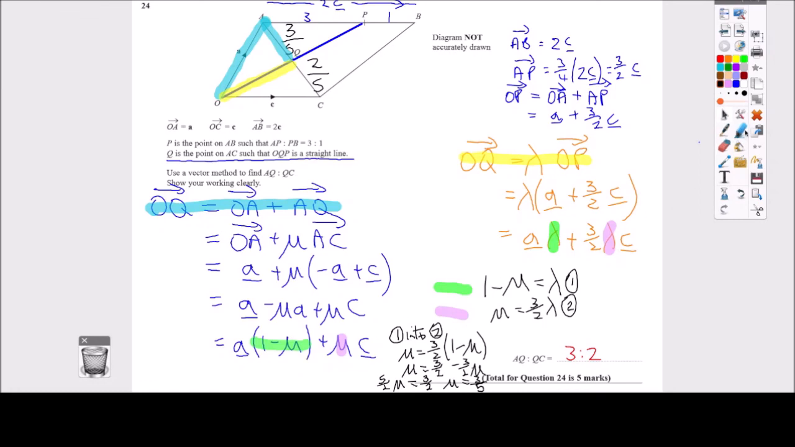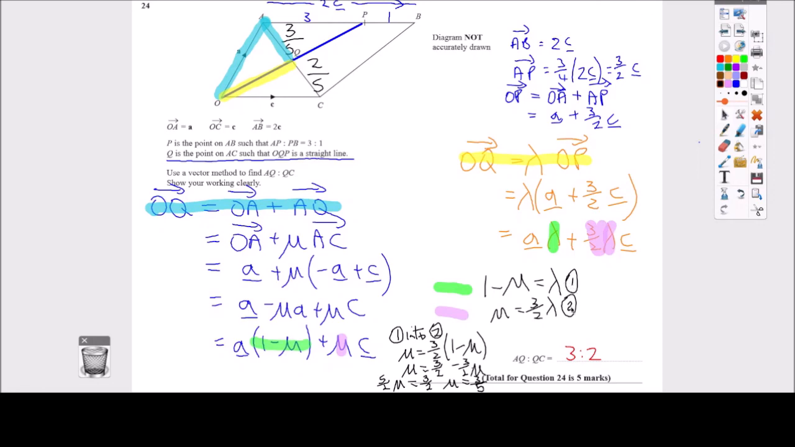Okay, so actually I've just needed a bit more fluorescent pen on, and that's also got to be colored in. So the coefficients of A have got to be equal, so that's why 1 minus mu equals lambda, the green bits being equal, and equally the pink bits have to be equal. Mu has got to equal 3 over 2 lambda. Now, so here we go. Here's another simultaneous equation I can solve.